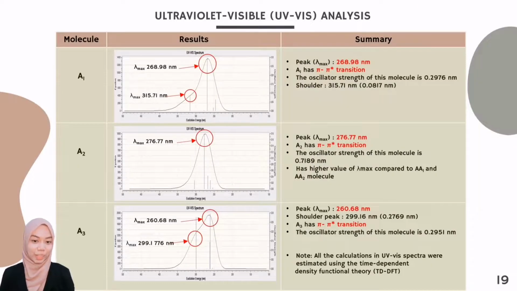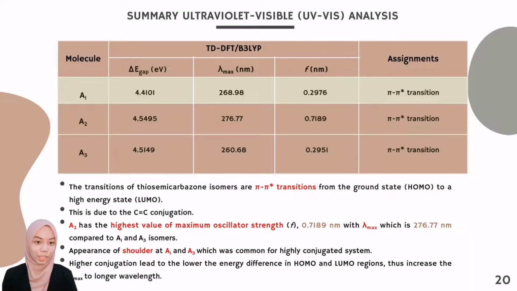In this research, the electronic spectrum of the isomers A1, A2, and A3 exhibits only one band in the region, resulting in absorption maxima of 268, 276, and 260 respectively. All of these thiosemicarbazone isomers were assigned to the pi to pi star transition. Based on the results obtained, the strong transition was observed at the peak of 276 with a maximum oscillator strength of 0.7189 and an energy gap of 4.5495.